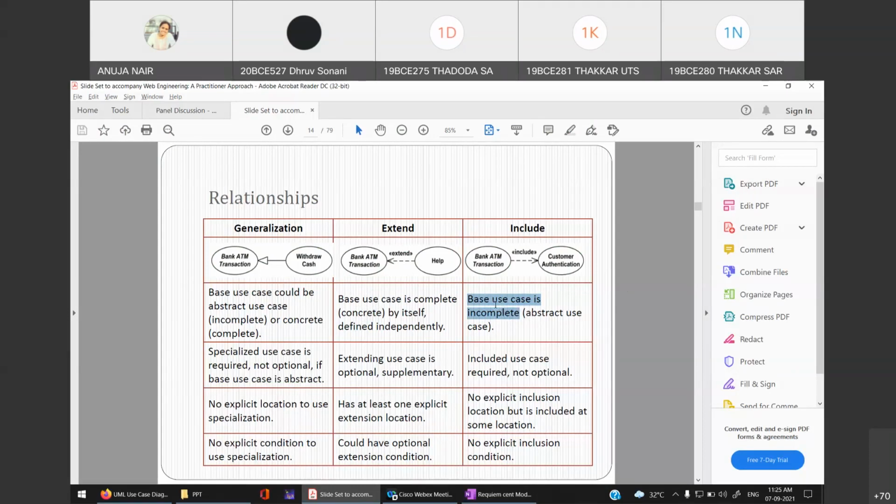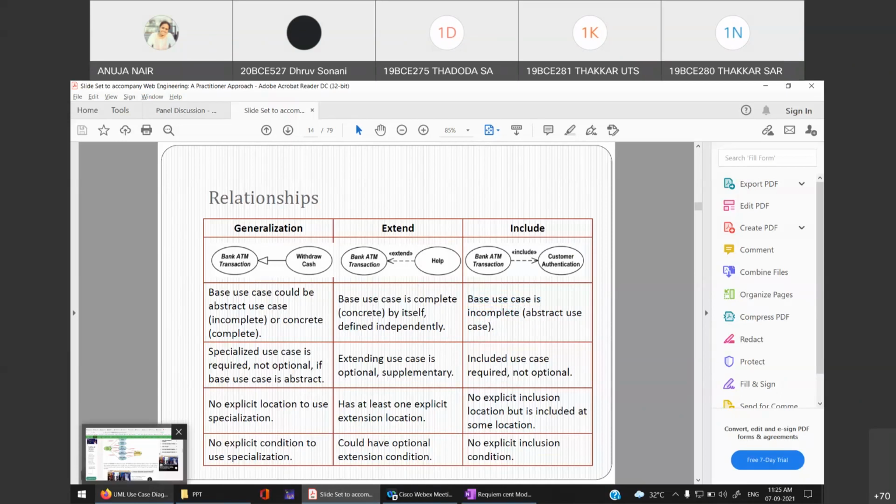In order to make the base use case complete, you need to first use the included use case, and then only your base use case will become complete. Here in extends, the base use case is complete, which is concrete by itself, that is defined independently. The extending use case is optional, it is supplementary. So I hope you understood the difference between extends and includes.